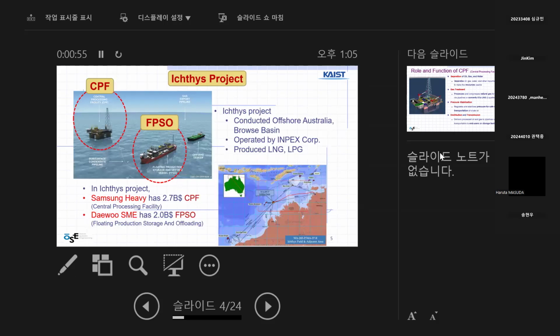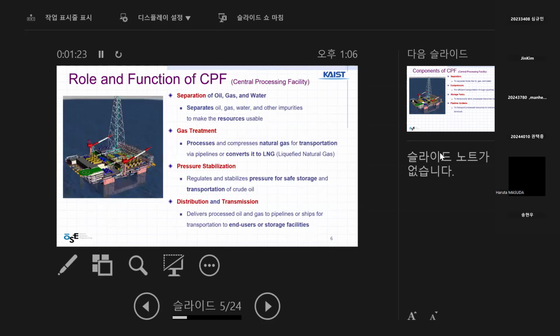For example, this project is conducted in Australia for production of LNG and LPG, and our Korean companies are involved in this project, like Samsung Heavy Industries and Renewable for making the CPF and FPSO. And I will talk about the CPF and FPSO.